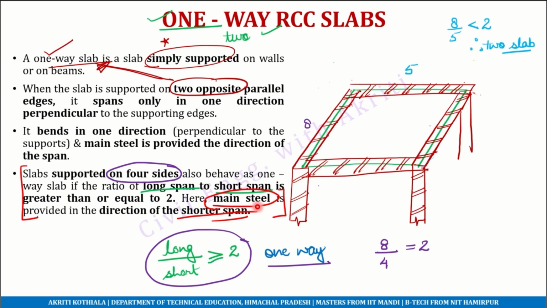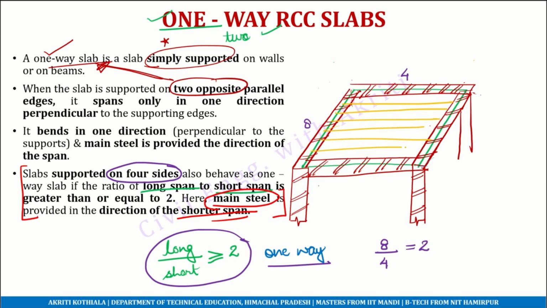Now the main steel. Coming back to our previous one-way slab. So here the shorter dimension is 4. So the main steel will be along the shorter dimension. This will be the direction of the main steel. This yellow one is the main steel, and for temperature reinforcement or distribution reinforcement it will be along the longer span. So this is important when we are designing a one-way slab which is supported on all the four sides.